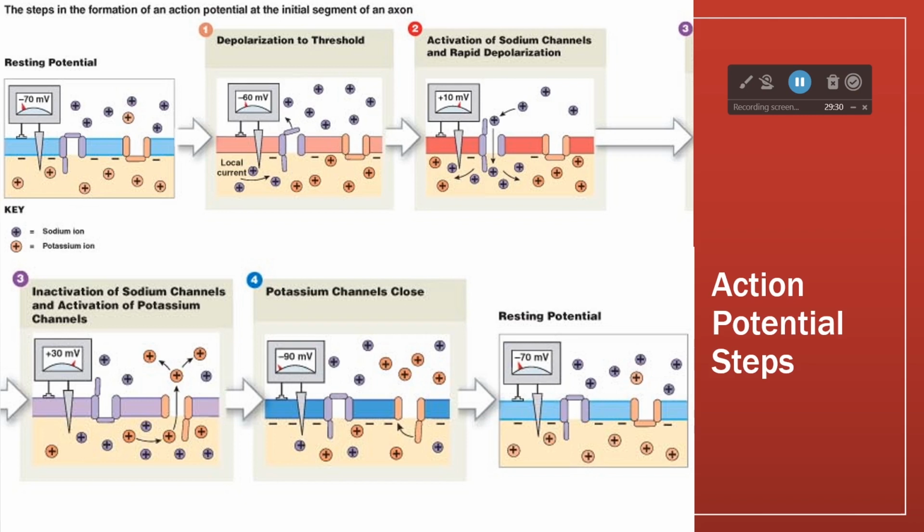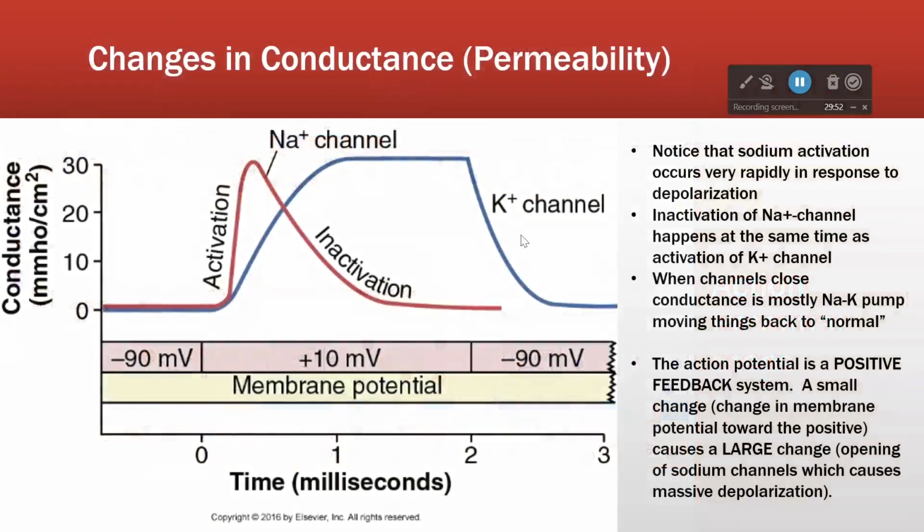Okay? So this pattern: we get a small depolarization at the beginning. That makes a large depolarization in the middle, which then results in a hyperpolarization at the end before we go back to normal, right? So we get this pattern that looks like this, right?